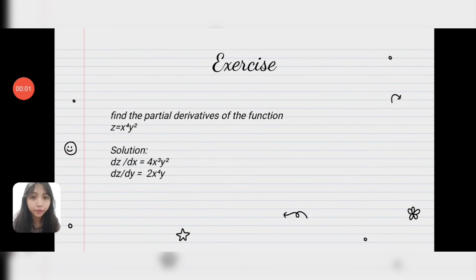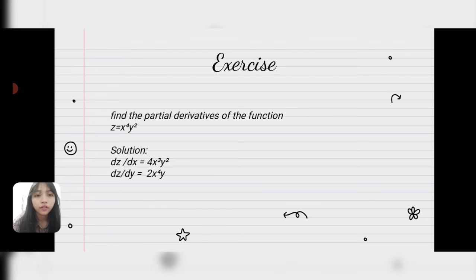Hi, I'm Dameria A with NIM B1024221008. Now I will explain the example exercise for partial derivative. So the question is, find the partial derivative of the function z equal to x to the power of 4 y to the power of 2. So the solution is, because we are trying to find del z del x, so equal to 4, because we use del x, so the y becomes constant.